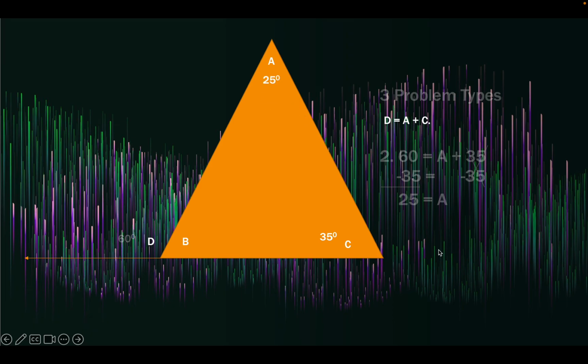The third problem type is probably the simplest. If I happen to know my remote interior here, 25, and I know my remote interior here, 35, well, I can just take 35 plus 25, and that will give me the answer. D equals 60.